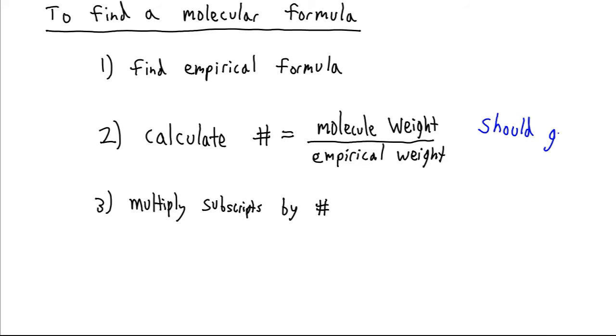And if you don't get something very close to a whole number, then you know you made a mistake in your empirical formula, because you're not allowed to chop molecules in half or into thirds in order to make the math come out right. So you must have made a mistake somewhere further back.